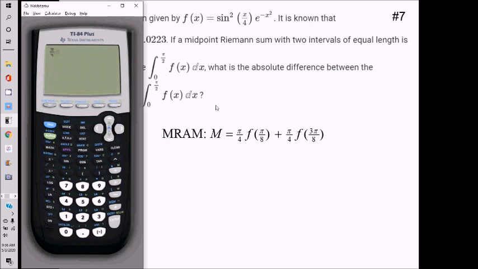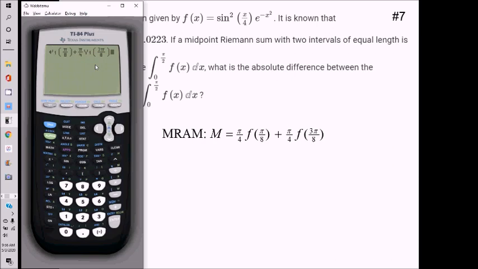And I'm multiplying that by f of pi over 8. To do that, I'm going to do alpha trace, pull up my y1, open a parentheses. Let me get my fraction mode again. And now I'm going to plug in pi over 8. So that's that first rectangle. I'm going to do the next one off camera. So there's the next rectangle with a midpoint sum.